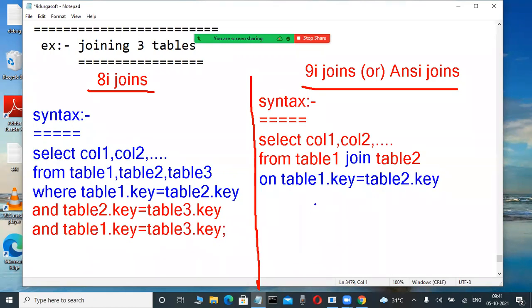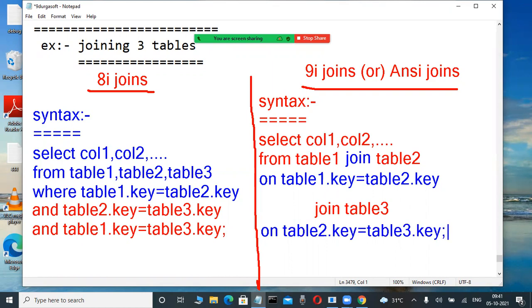Again here, join a new table name. Join table 3. Here again they're giving the ON clause, fewer conditions. Here table 2 dot T is equal to table 3 dot T. Each and every time, join a new table name with an ON clause. Join a new table name on clause based on the common fields or data type fields.